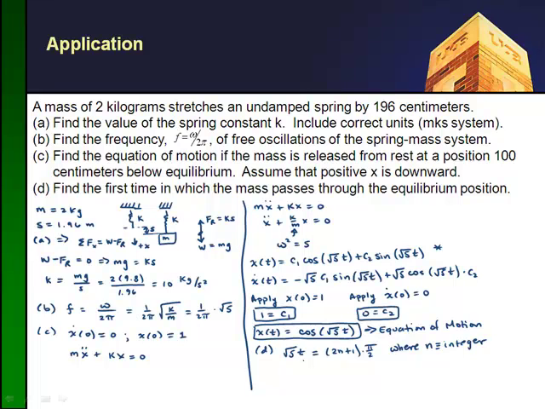Well, it should be clear that the first positive time will occur when n is equal to 0, and then I'll have 0 plus 1 is 1 times pi over 2, in which I find t equal to pi over 2 radical 5.